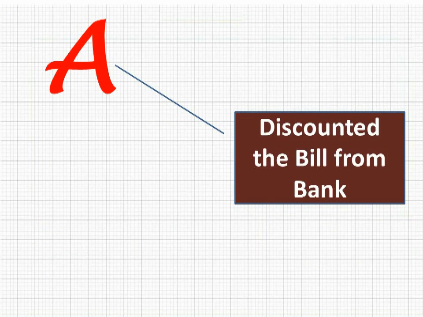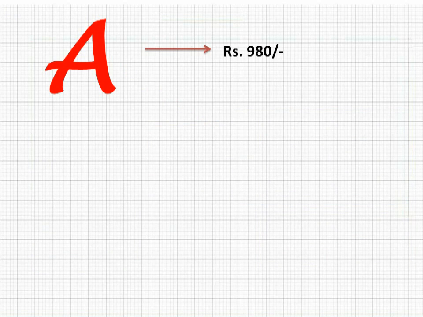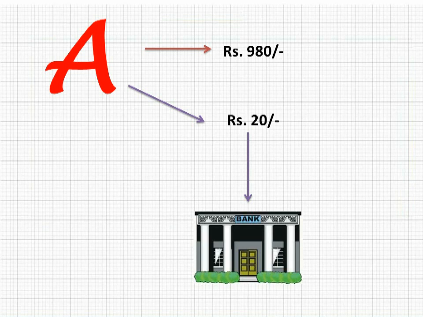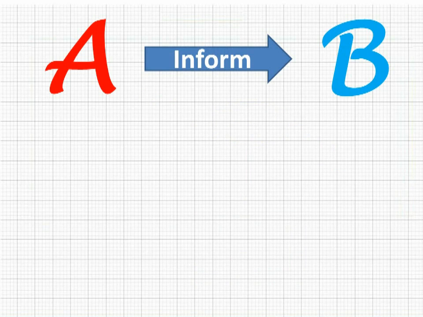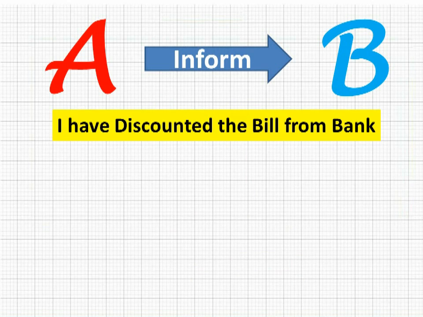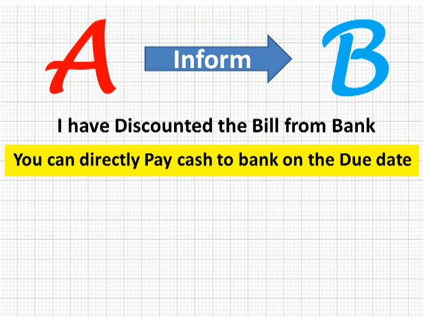So A has got 980 rupees. A has lost ₹20 because he needed money urgently, and the bank has earned ₹20 as discounting charges. This is the income for the bank. And about this thing, A will inform B immediately that your bill has been discounted with this bank. So on the due date, I'm not holding the bill. On the due date, go to the bank and clear the bill. And B will accept all these instructions.